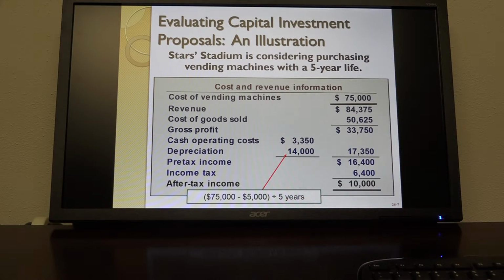And how did they determine the depreciation for a year? Well, it's the same way you do the straight line method. You should have learned that in financial accounting. They took the cost, $75,000. They deducted the estimated salvage value of $5,000 and divided that into 5 years to get the $14,000 annual depreciation. So this is an annual analysis, although the cost of the machines in year one is $75,000.